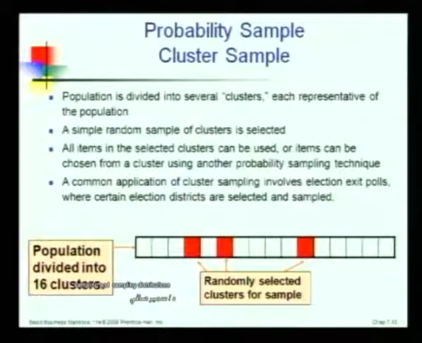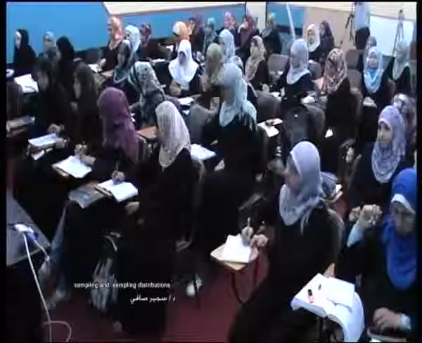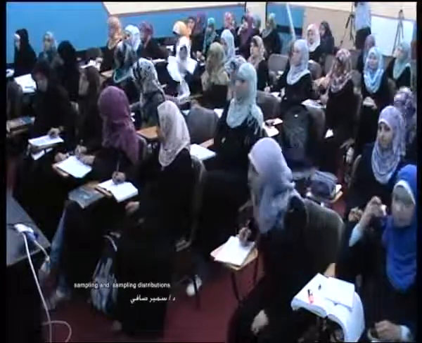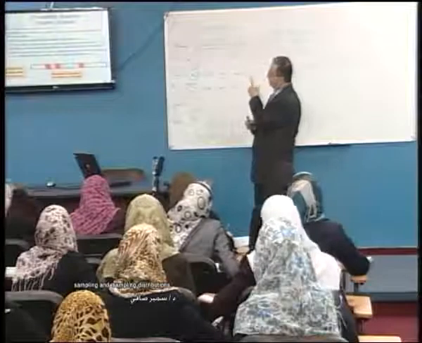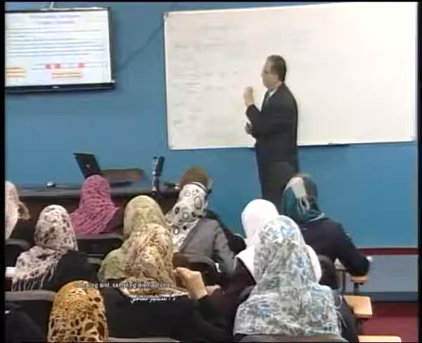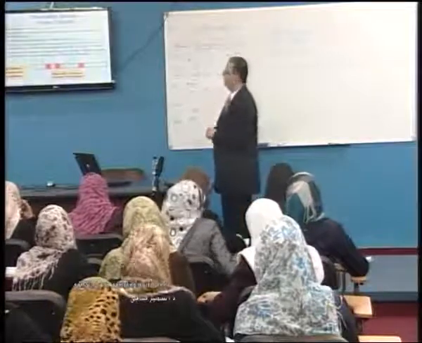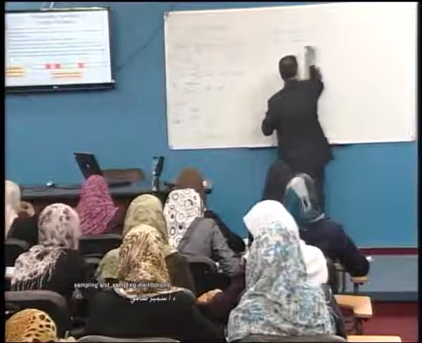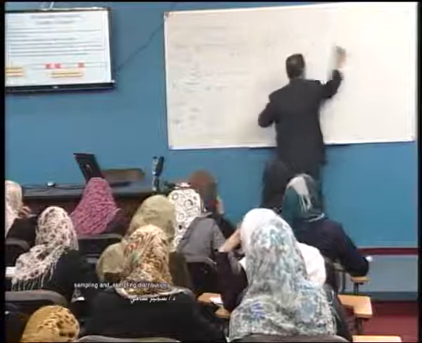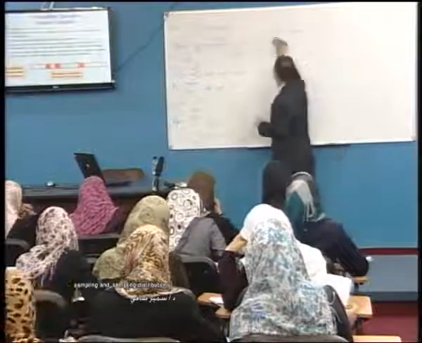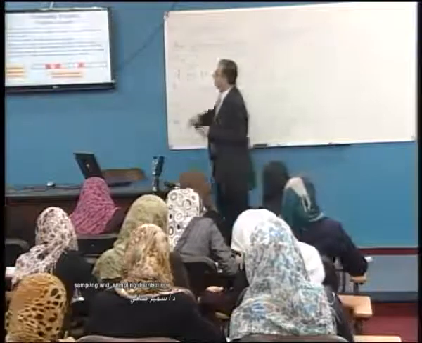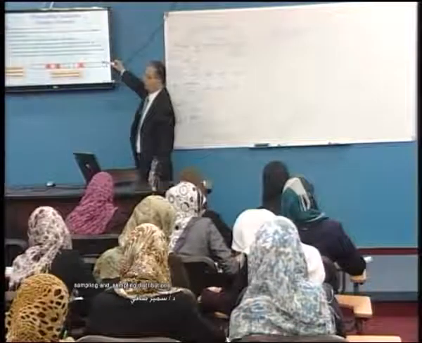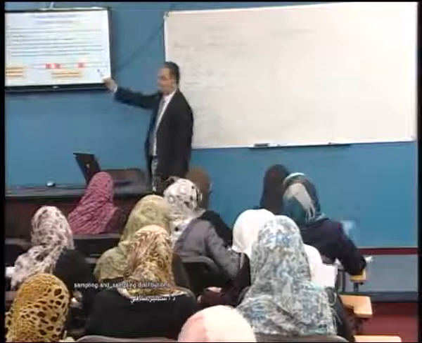Next, the last one is called cluster sample. And let's see now what's the difference between stratified and cluster. Step 1. Population is divided into some clusters. Step 2. A random sample of clusters is selected.